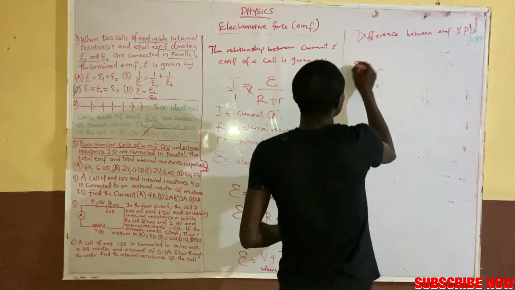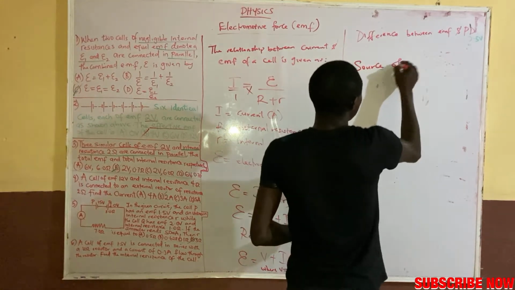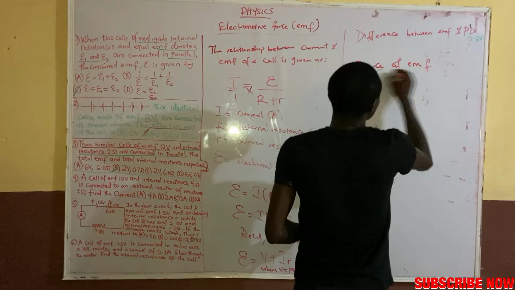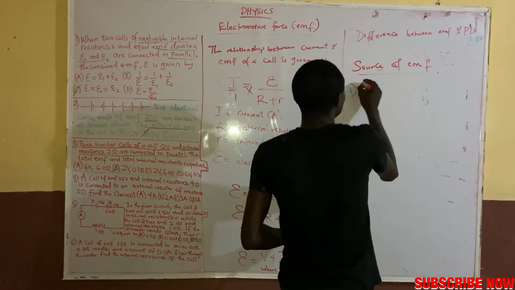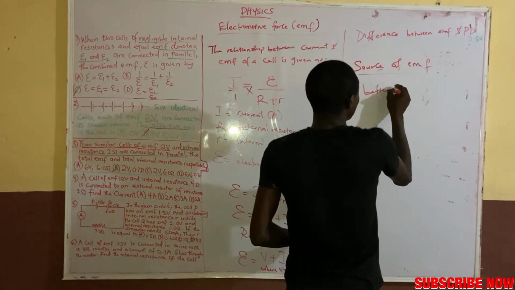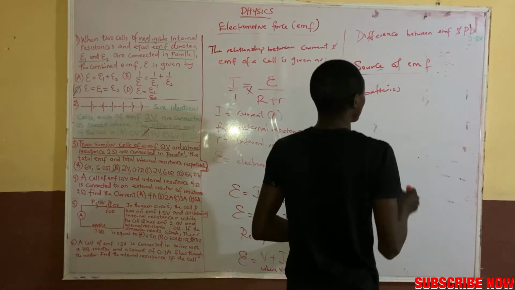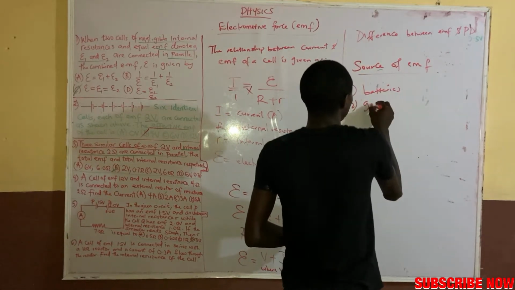Now we're talking about different sources of EMF. The popular one is the batteries. We use batteries as a source of EMF, and also the generator.